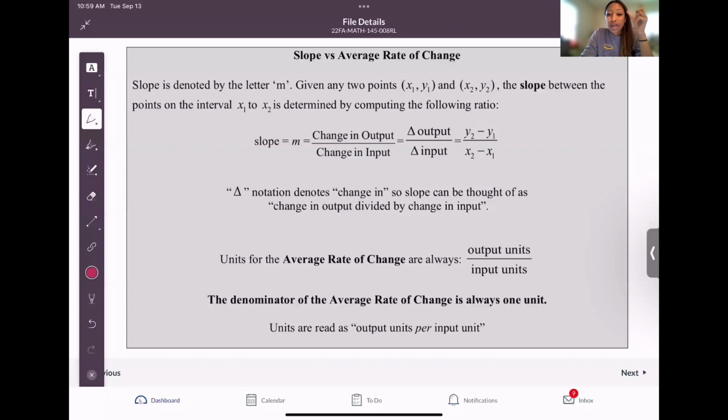Or an easier way to think about this is when you're writing out your slopes or your average rate of change for linear functions, always remember that the output units go in the numerator and the input units go in the denominator. And when you write out your final answer, it should be the slope, and then the units being output over input. So if it's dollars over credits, or dollars over time, or distance over time, always output over input. All right, the denominator of the average rate of change is always 1 unit. Units are read as output units per input unit.